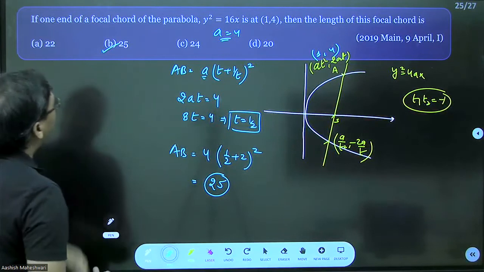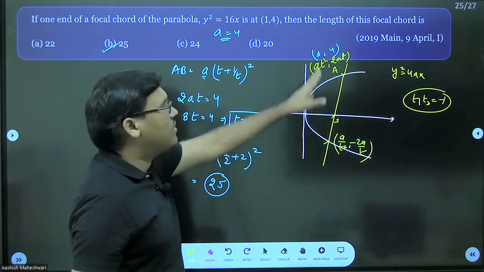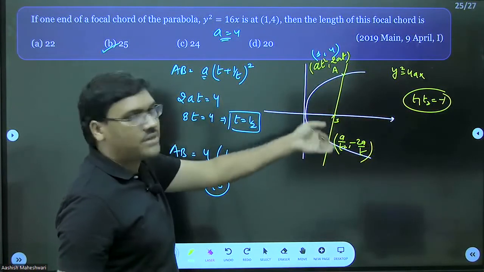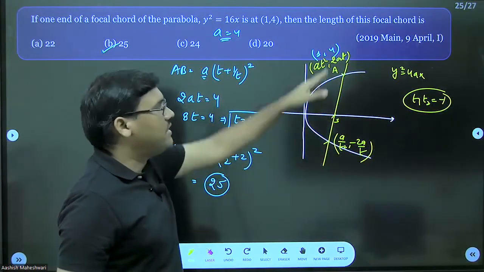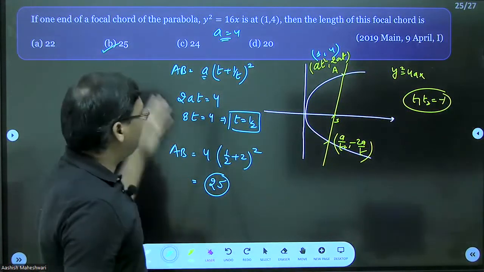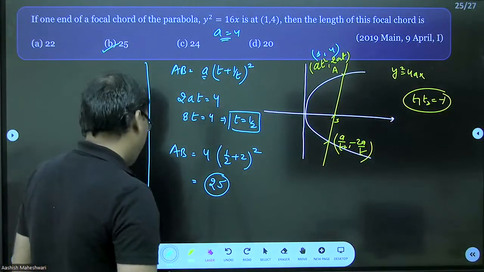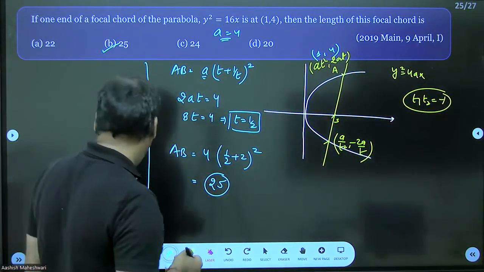Otherwise you can do it this way also. It's not necessary that if you don't know the formula then you won't be able to do it. You can find the equation of this line because this is the focal chord. Pass it through the focal chord. You can find the equation of this line and then find this coordinate, apply the distance formula and solve. But if you remember all these results, it saves your time. Okay, saving time in the exam is very important.